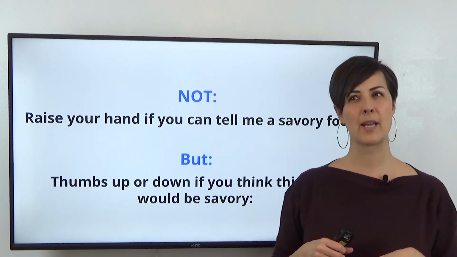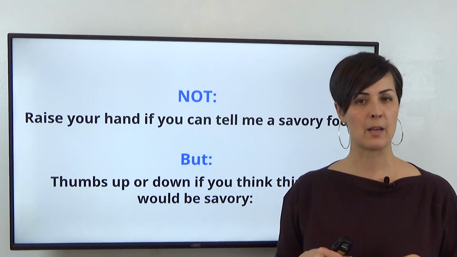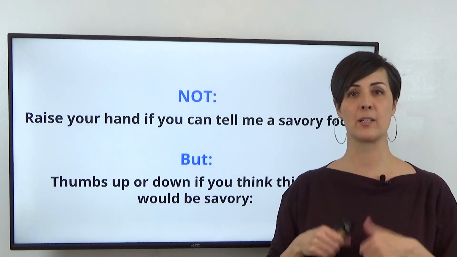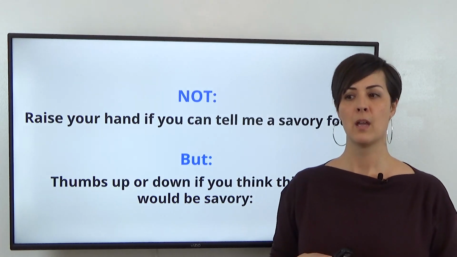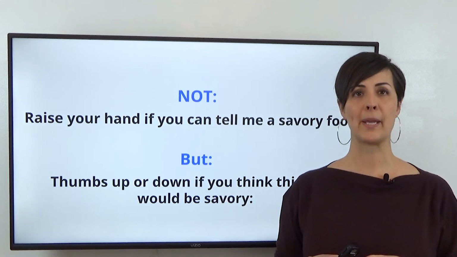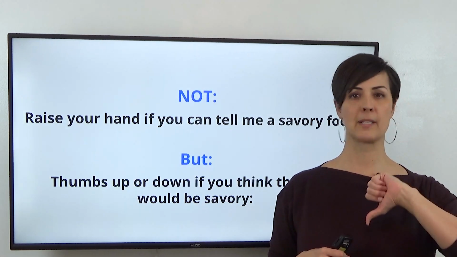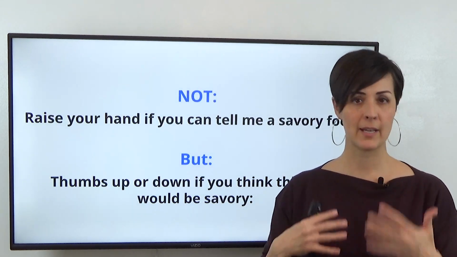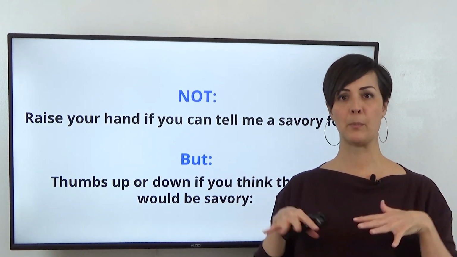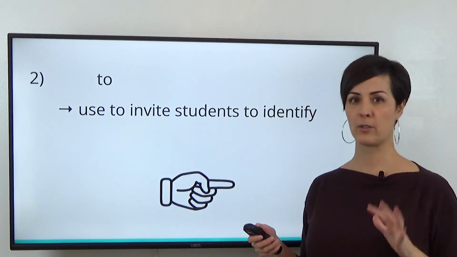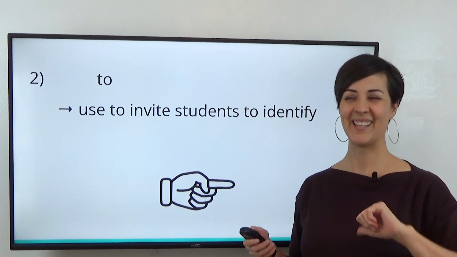So thumbs up or down, would French fries be savory? Are French fries salty or spicy? Yep, French fries are savory. Next one, chicken nuggets. Yep, chicken nuggets could be savory. Next one, cupcakes. Good, cupcakes are not savory. So it's a way to provide think time as students arrive at an answer, and it's a way to let everybody participate in everything. Okay, so that's the first show it strategy, is thumbs up or down.